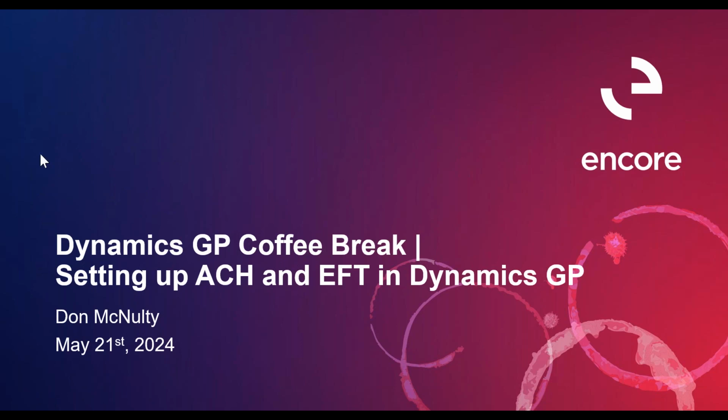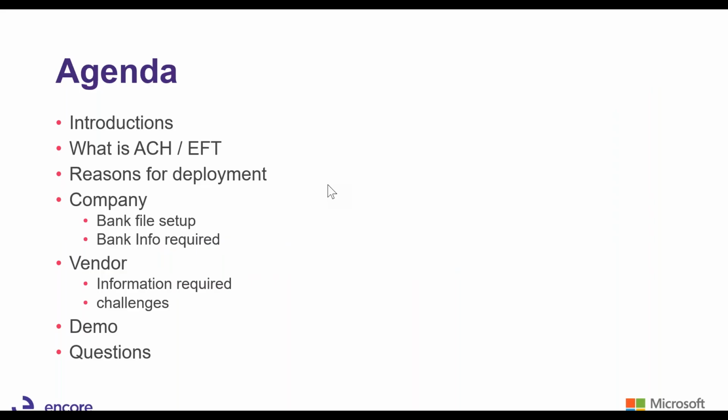Thanks, Katie. So today we're going to talk a bit about setting up ACH and EFT. It's something that we get lots of questions on here at Encore. So, what is it? Why do we do it? And things like that. ACH is the automated clearinghouse in the United States, and EFT is used as a terminology more in Canada. It basically allows you to issue checks through the bank so that you don't actually have to mail them. You just send them directly to the bank, and the bank then sends them on to the individuals.